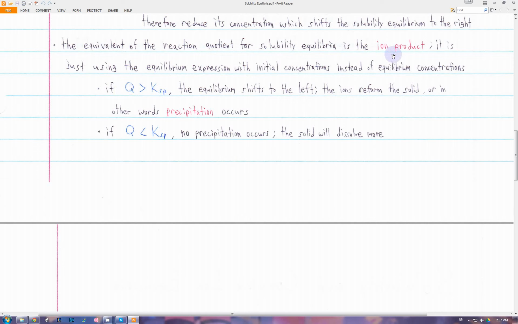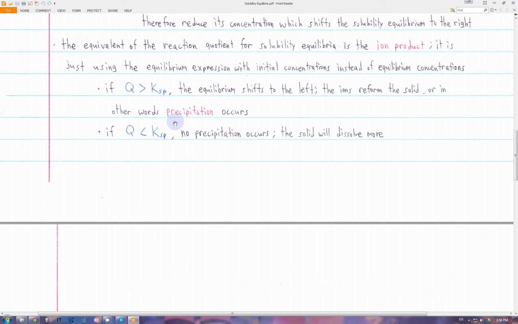So again, we're just taking the equilibrium expression and then plugging in the initial concentrations of the ions instead of their equilibrium concentrations. So if the ion product Q is larger than the KSP value, that means there are too many products, which are the ions, so the equilibrium will shift to the left. The ions will combine to form the solid, and this is called precipitation.